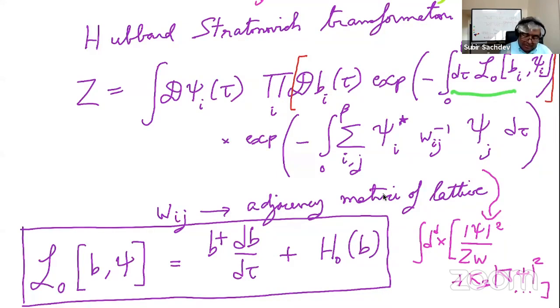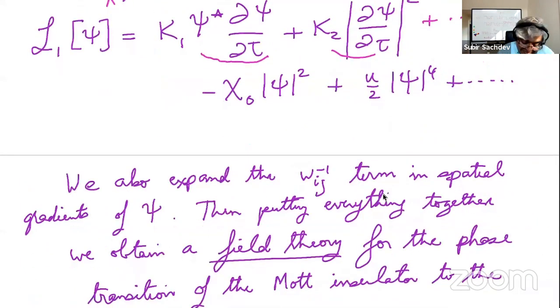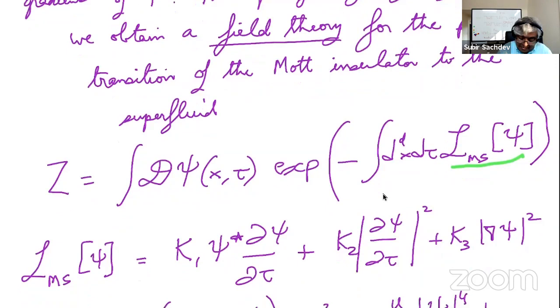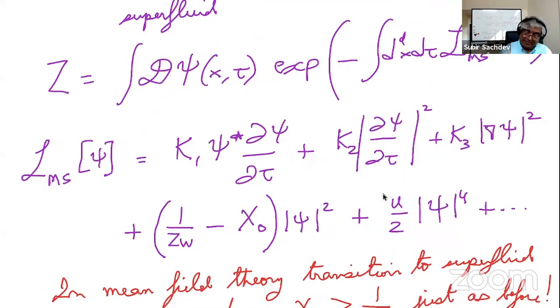This we know. So we put everything together. And now we have a field theory, meaning it's defined in space and time, continuum space and time, with the assumption that everything's varying slowly on the scale of the lattice spacing. And this field theory is a field theory for a complex scalar field, complex field depending on space and time, with some Lagrangian, so particle theorists can start feeling they're on some familiar ground. Then these are the two time derivatives, K1 psi star d psi d tau, K2 d psi d tau squared, K3 grad psi squared, and then the constant term. So the 1 over zW comes from the W inverse, and the chi naught comes from the perturbation theory of H naught and this little u we saw before.